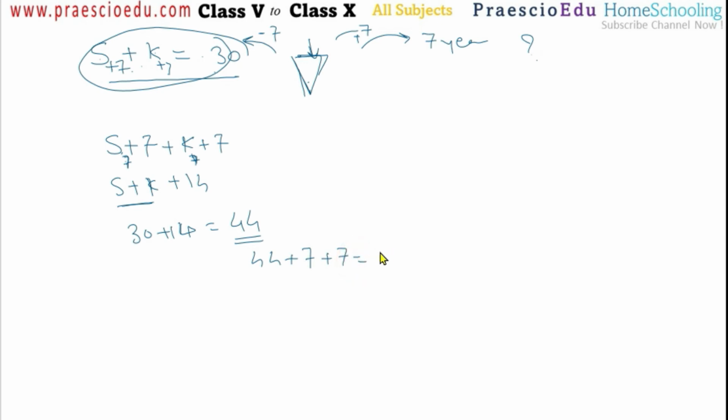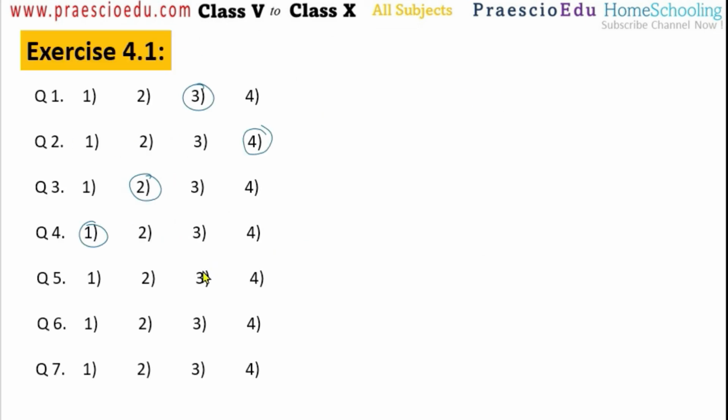So 44 plus 14 is equal to 58 years. Here their today's age total is 44, and after 7 years their age total is 58. That is the meaning. Okay, so this condition, S plus K is given before the 7 years. After this we have to find out their current age total, and in the future after 7 years what will be their total age. That total age is 58 years, and this is given in option number 3.